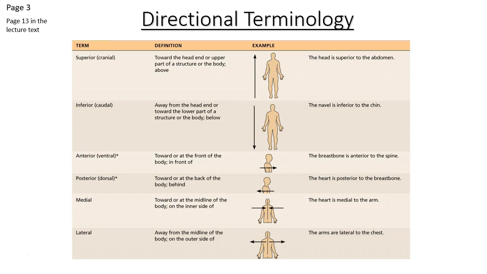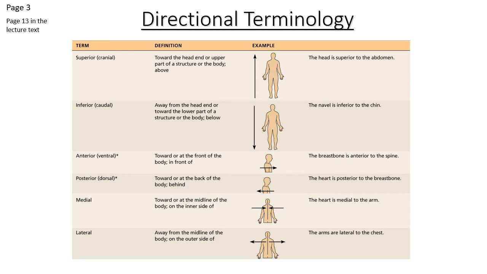For inferior or caudal, that just means away from the head end or toward the lower part of the structure or the body below. So the navel is inferior to the chin. The legs are inferior to the chin. Your arms are inferior to your mouth. I guess in this picture, since he's in this position, his hands are down, right?